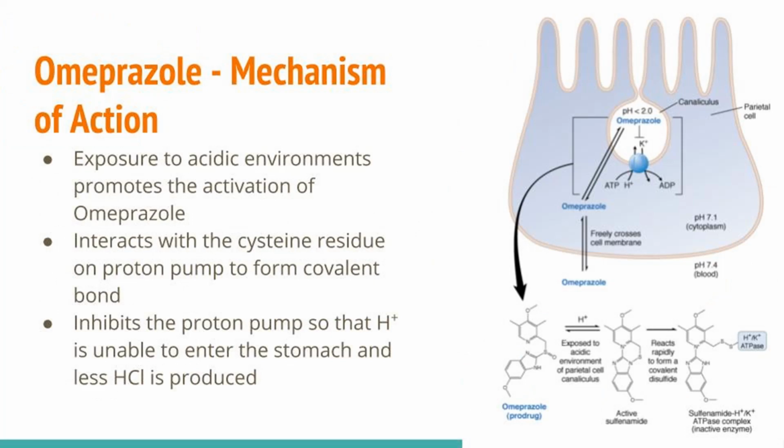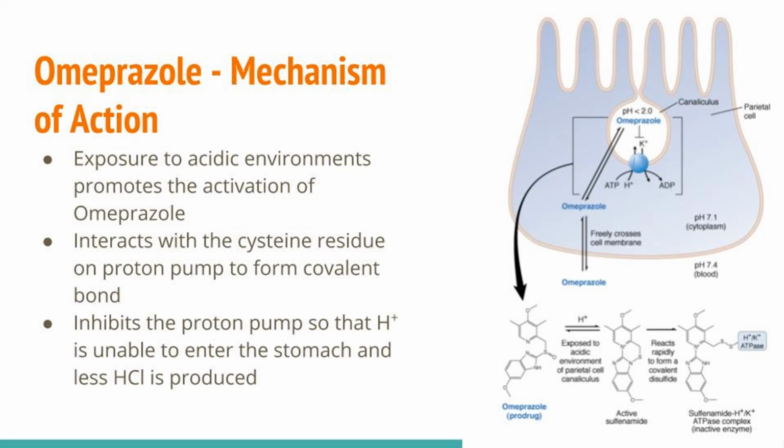In this case study, Ms. G is treated with Omeprazole. Omeprazole is a proton pump inhibitor which inhibits the hydrogen-potassium pump in the apical membrane of the parietal cell. It is metabolized by enzymes CYP2C19 and CYP3A4 in the liver. The mechanism of action of Omeprazole can be seen in the image on this slide.